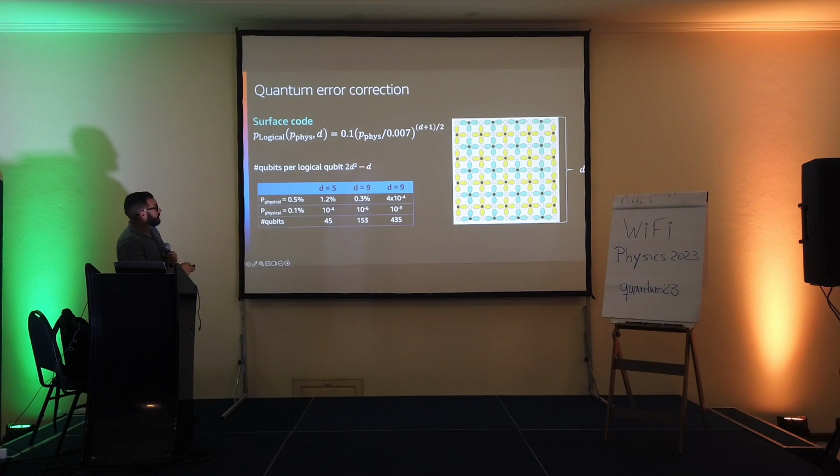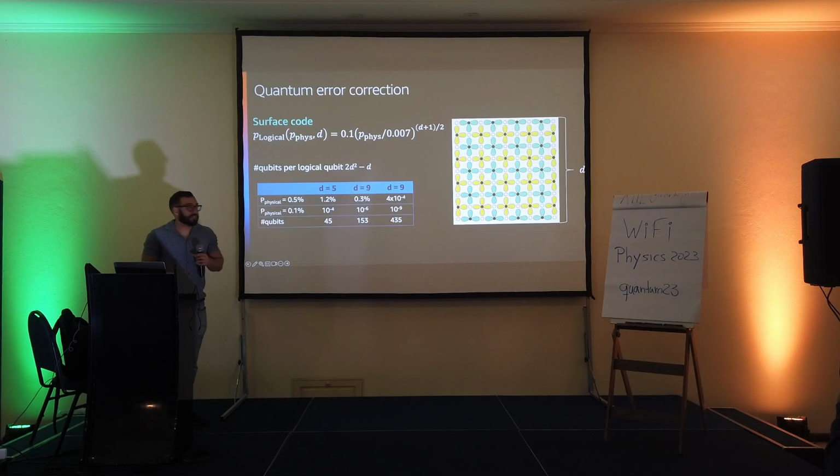And then, of course, you have to see how many qubits I need to have these logical qubits with this distance. That's the formula. It's 2d squared minus 1, if you just count how many ancillas and data qubits you have. And then you see here, for distance 5 is 45, for distance 7 is 153, for distance 9 is 435. So, okay, it is what it is.